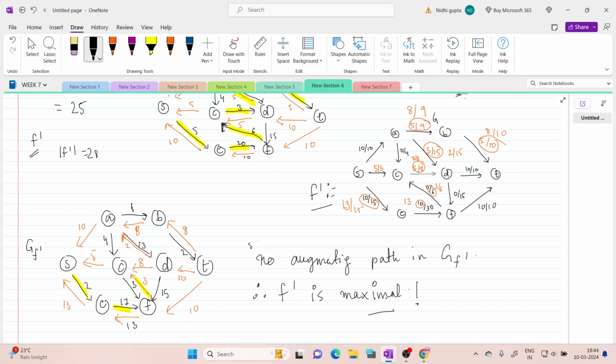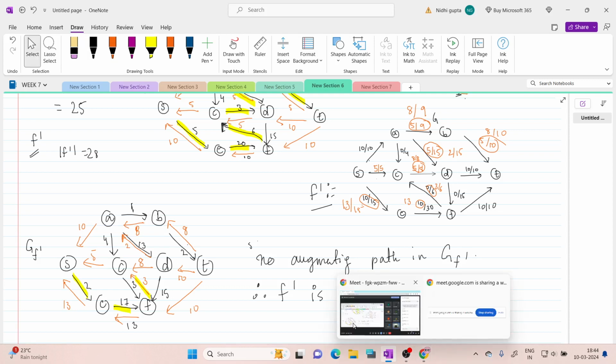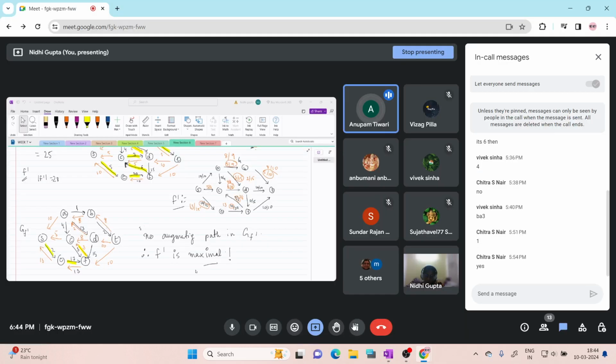So does everyone understand how to find the maximal flow? Any doubts? No, ma'am. Okay. So there is one more part left of this question.